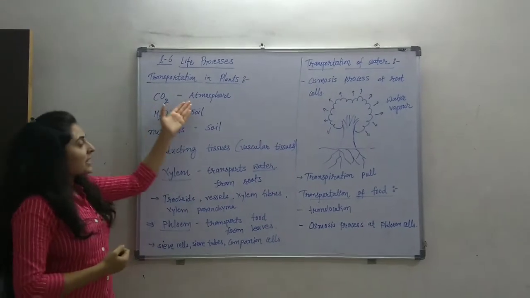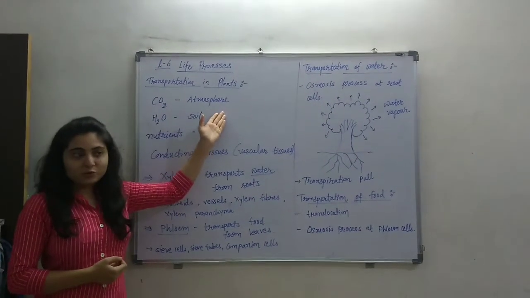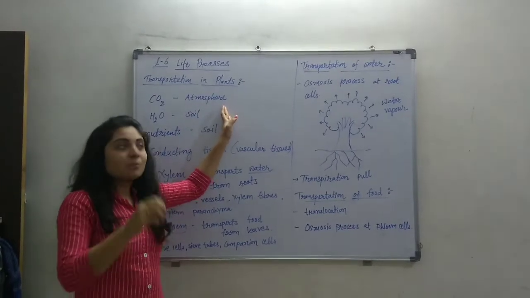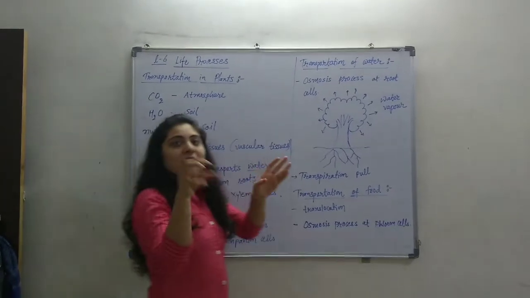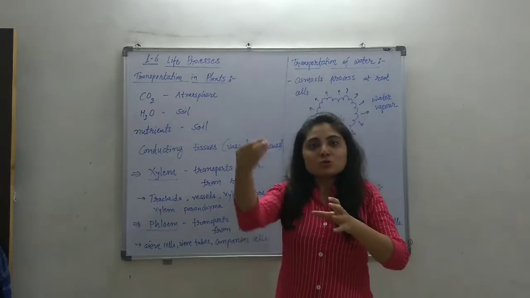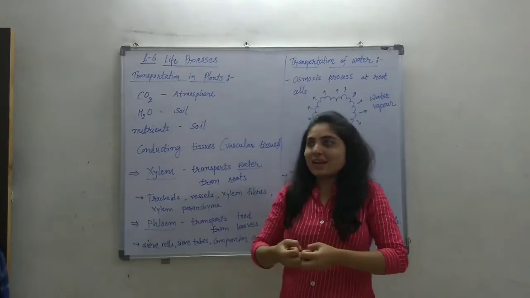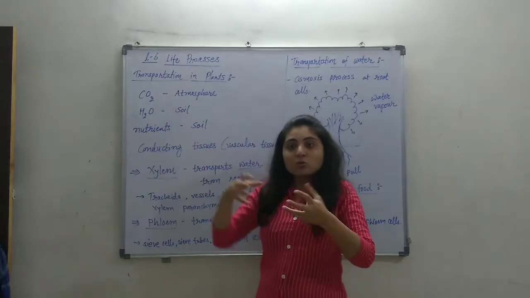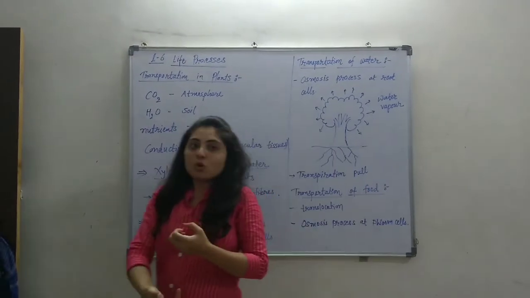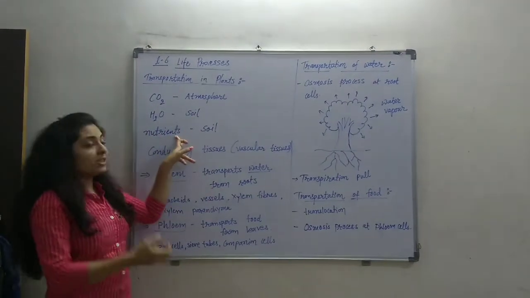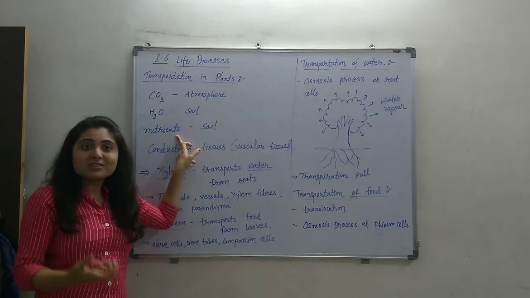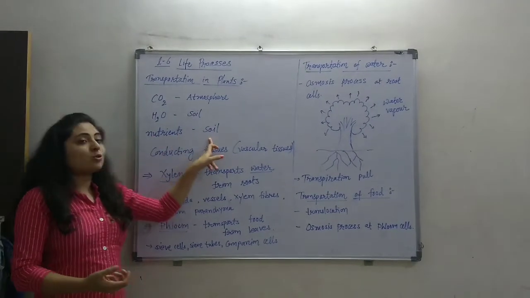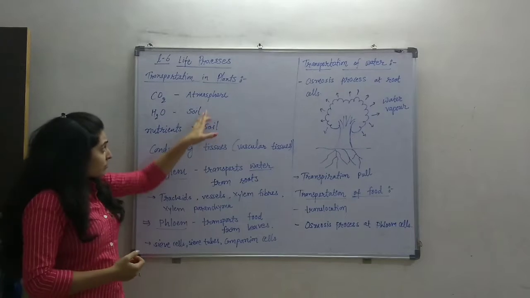Carbon dioxide the plants get from the atmosphere through the stomata present in the leaves. Stomata are the pores present in the leaves. So through these stomata, the plants take in carbon dioxide. Then the other material is water. Water is obtained from the soil, and the plant also needs nutrients like nitrogen, phosphorus, etc. These nutrients are also obtained from the soil.